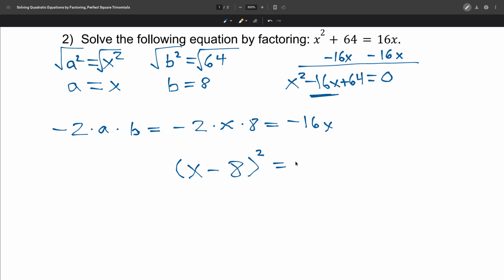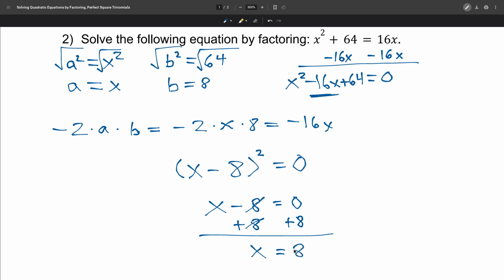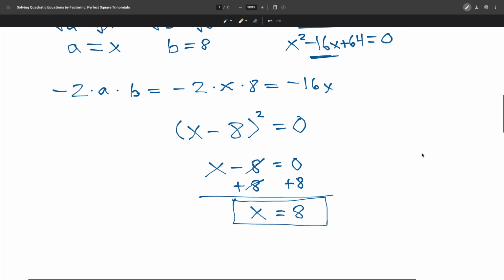And that equals 0, meaning there's one real unique solution. So we set x minus 8 equal to 0. We add 8 to both sides. 8 minus 8 is 0, and we get x equals 8 as our one unique real solution. So this opens up, it bounces off the x-axis at x equals 8. That's where the vertex is. All right, let's keep going. Try a few more.